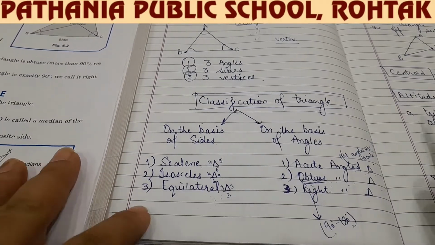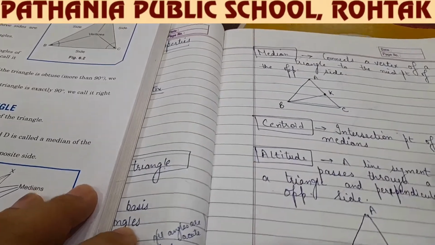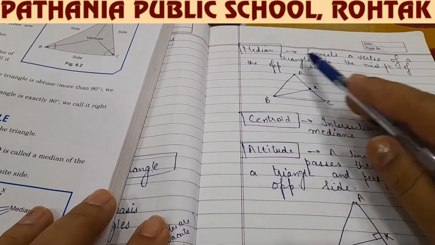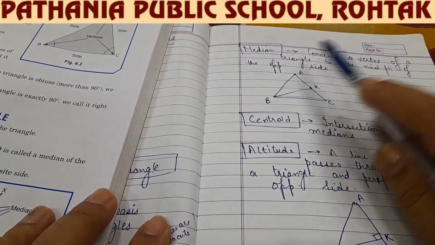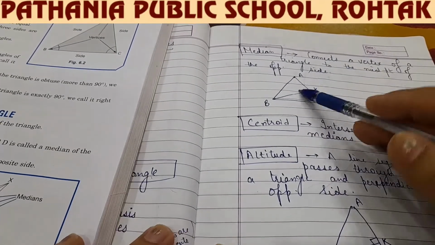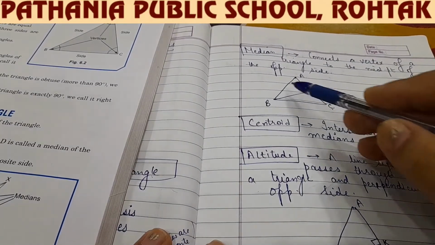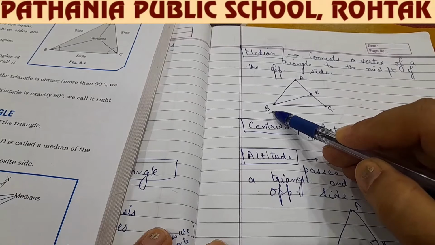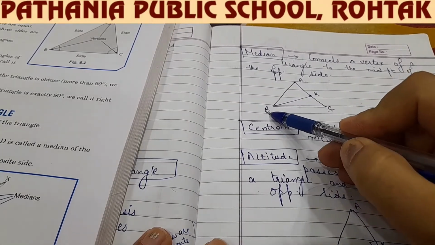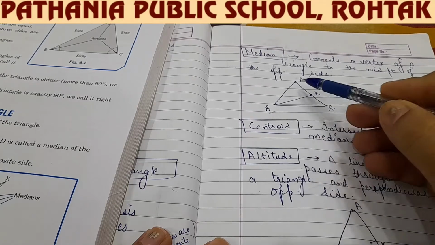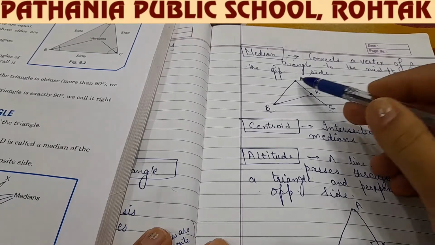Now coming on to the third thing, beta. Now it is the median. What is a median? A median connects a vertex of a triangle to the midpoint of the opposite side. Suppose I have drawn here triangle ABC. So here B is the vertex. All the three are vertices, A, B and C. But I am taking B. Here B is the vertex and the midpoint of AC is K. What is the midpoint of AC?